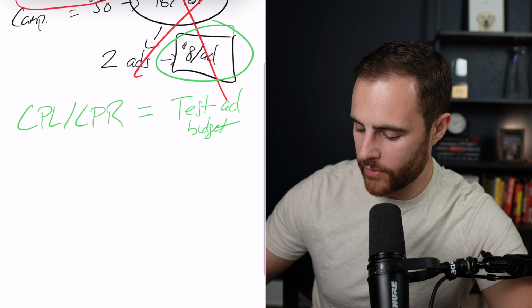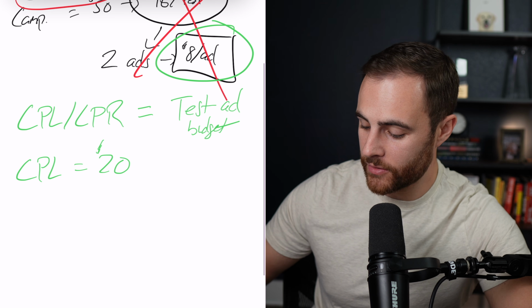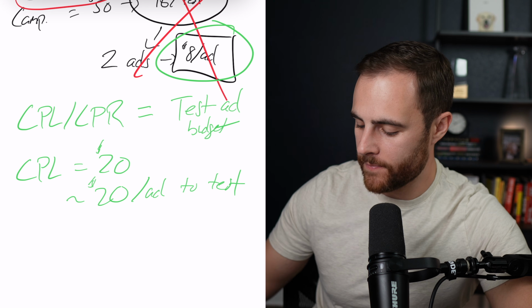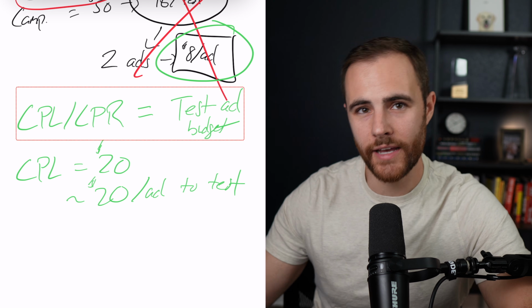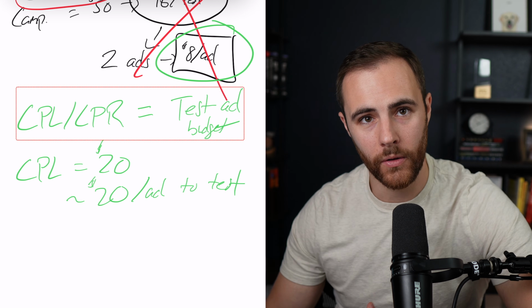So again, coming back to our example, if our cost per lead is $20, right, then we need about $20 per ad to test, okay? Because that would give us at least 1 conversion per day. If we did that for 7 to 14 days, we have at least enough data to say, did this ad perform well or not.